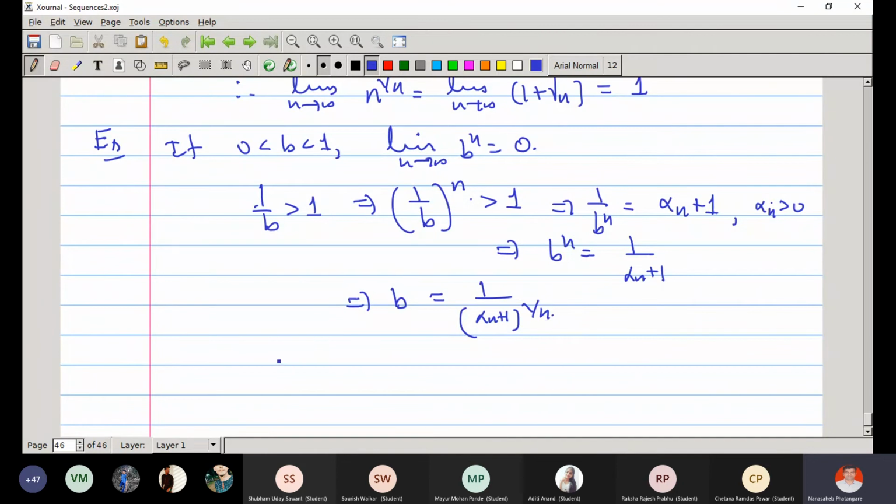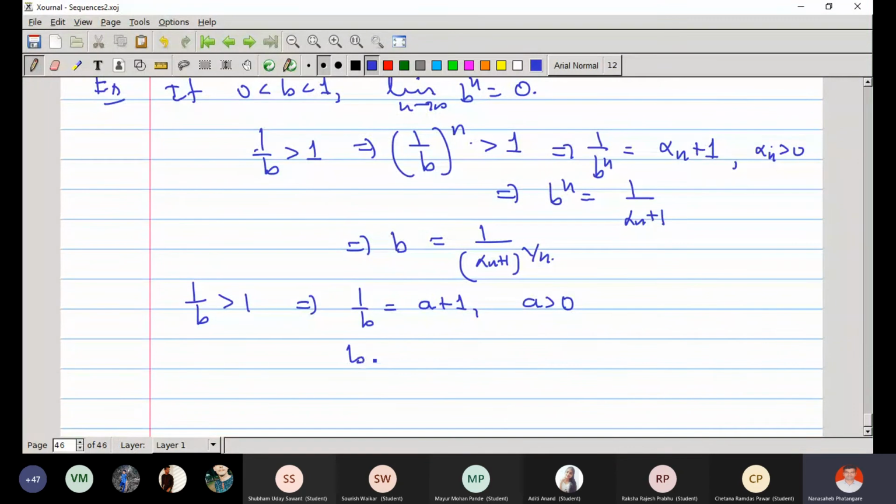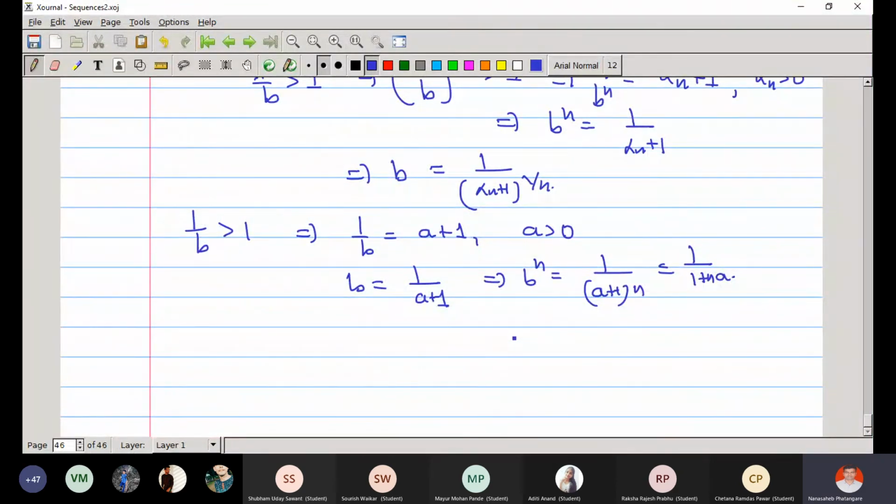Anyway, 1 by b is greater than 1, so alternatively just look at 1 by b is greater than 1, therefore 1 by b is some a plus 1 for some a greater than 0, right? I am looking at an alternative point of view, so b is 1 upon a plus 1. Therefore b raised to n is 1 upon a plus 1 raised to n, and by Bernoulli's inequality this is less than or equal to 1 upon 1 plus na, right? So this gives us something. Can I say that this is less than or equal to 1 upon n times c?